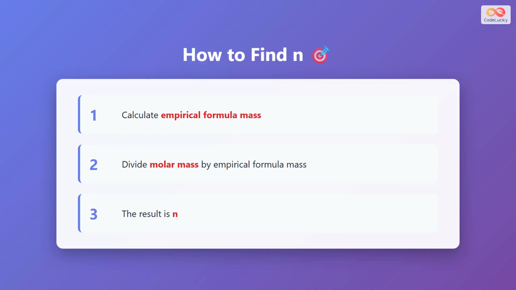Finding n involves 3 straightforward steps. First, calculate the empirical formula mass by adding up the atomic masses of all atoms in the empirical formula. Second, divide the given molar mass of the compound by the empirical formula mass you just calculated. Third, the result of this division is your value of n. It's that simple. Let's remember that n should always be a whole number. If you get a decimal, you may need to round to the nearest integer due to experimental error in measurements.